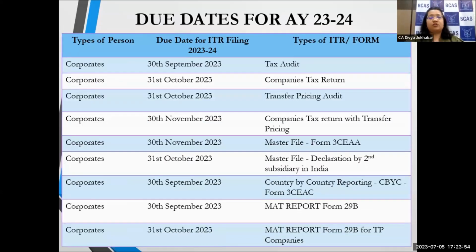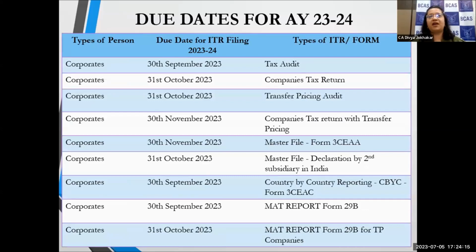For corporates, the tax audit due date is 30th September, unless and until you go for a transfer pricing audit. So your due date will become 31st of October. And if you are applicable only to tax audit, your ITR is 31st October. However, if with TP, you will have to file your ITR 6 by 30th of November.